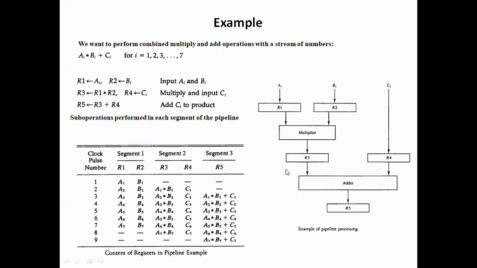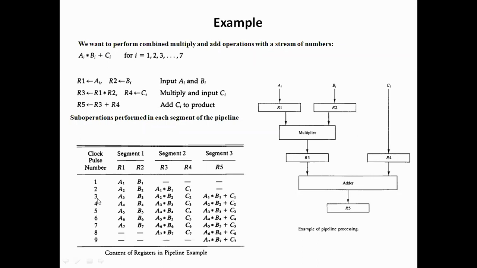Fine. And when this will be multiplied, the answer will be stored in R3. So the multiplication answer is in R3. At the same time, we know that C1 will be transferred to R4, and this R5 will be empty. In the third clock pulse, the addition will be happening for I equal to 1, multiplication will be happening for I equal to 2, and this transfer will be happening for I equal to 3.